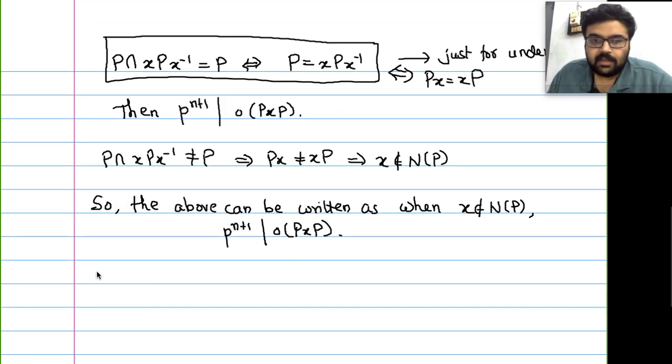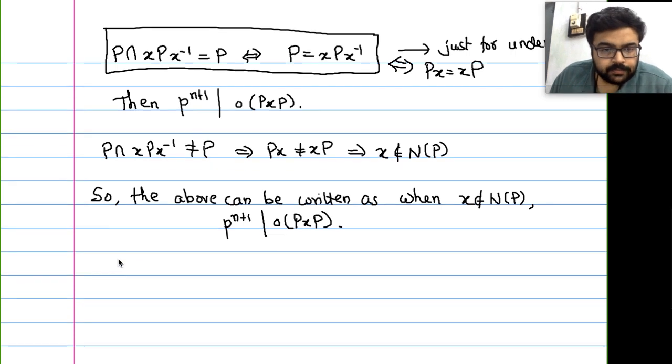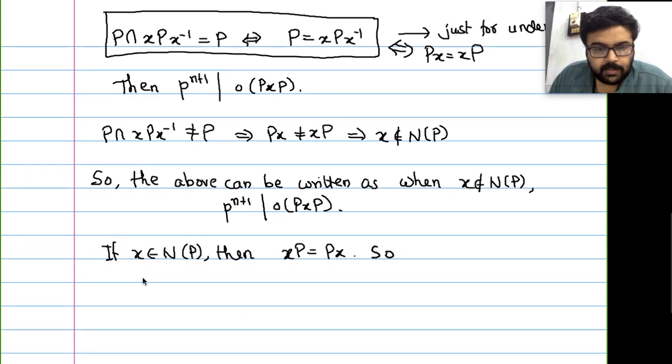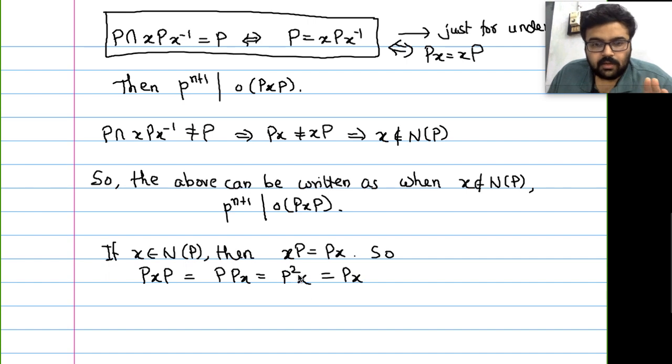Now what if x is in N(P)? Then, if x belongs to N(P), then what do we have? Then xP equals Px. And so what will be PxP? PxP is nothing but this will be xP. We can write this as Px. So Px, which is P square x, which is again Px. Don't get confused here.